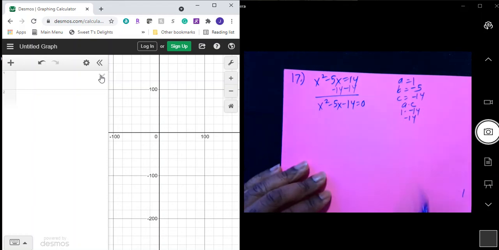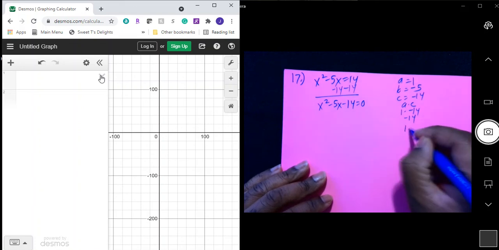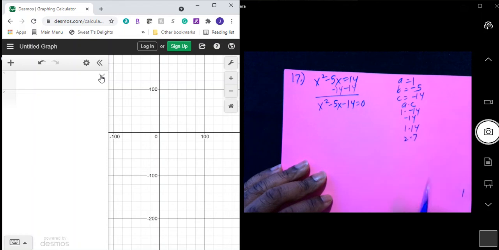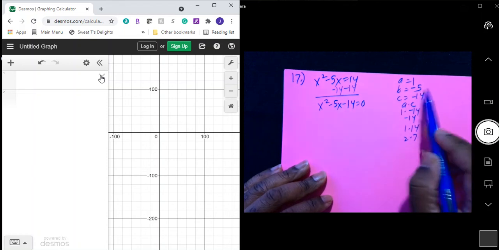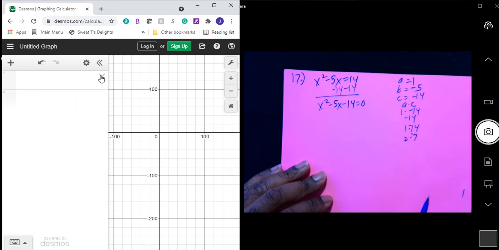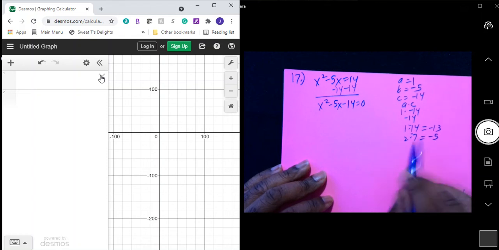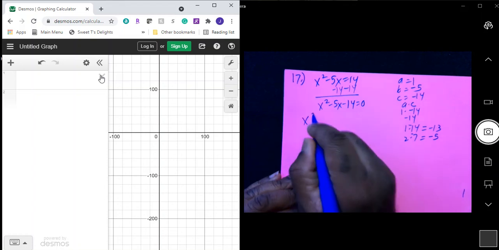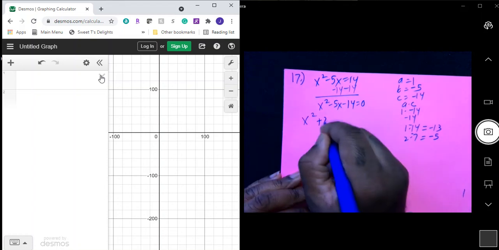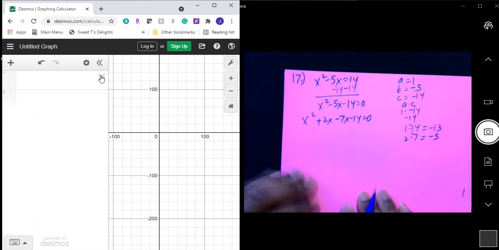Now we have to take the factors of 14, which are 1 and 14, and 2 and 7. Now we look here at B. B is negative, so that means that our larger factor is negative. So this would be negative 13, and this would be negative 5 when we add them. So we know the 2 and negative 7 is what we would use. So we write x squared plus 2x minus 7x minus 14 equals 0.